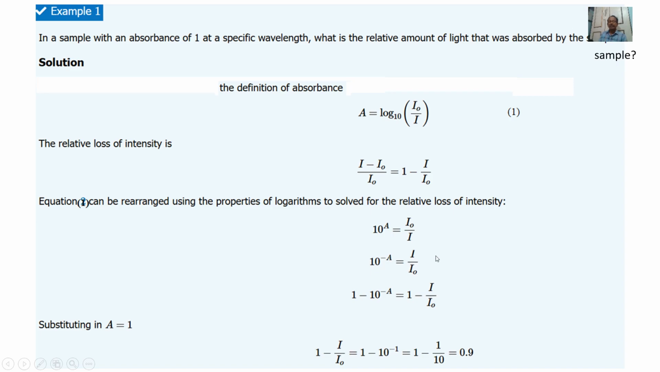Then you add 1 on both sides, we have 1 minus 10 to the power minus A, which is equal to 1 minus I by I naught. So substituting, the absorption is given as A equals 1. You substitute, and we'll have 1 minus 10 to the power minus 1. That will give us 1 minus 1 by 10, which is 0.9. So this is the relative amount of light that is absorbed by the sample.